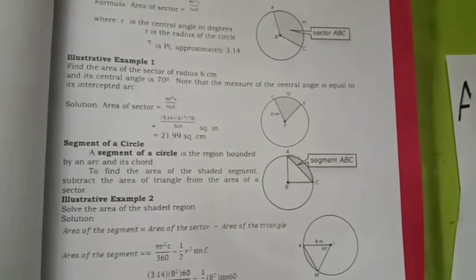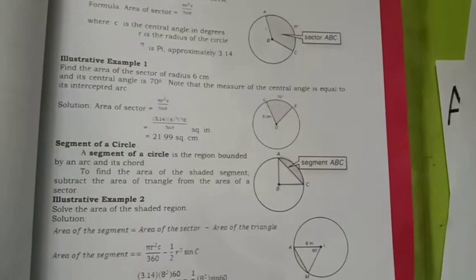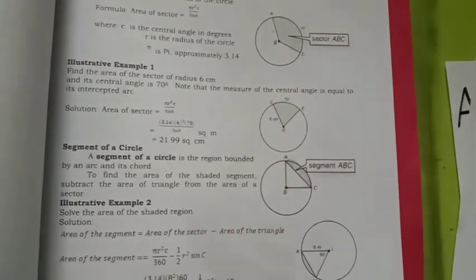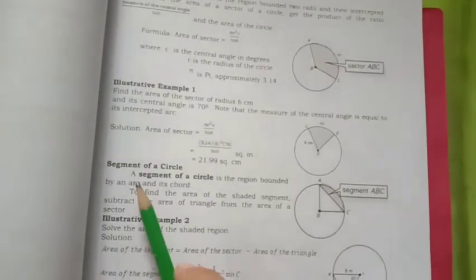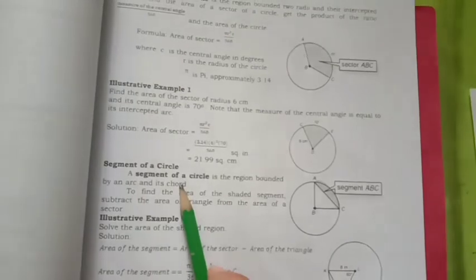For this video, pag-aaralan natin how to find the area of segment of a circle. So first, let us identify and define what is a segment of a circle. So when we say segment of a circle, it is the region bounded by an arc and its chord.